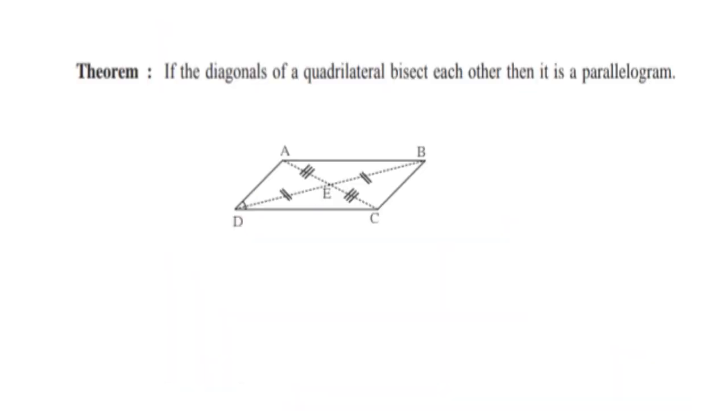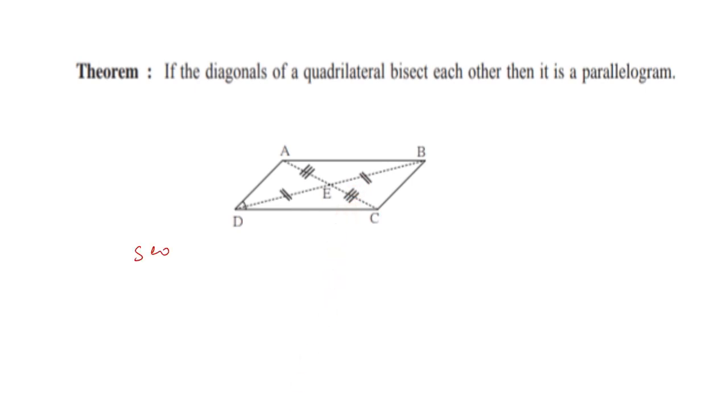Then this theorem you need not prove, but you need to only understand or know what it is. If the diagonals of the quadrilateral bisect each other, then it is a parallelogram. So what does it say? If the diagonals of the quadrilateral bisect each other, then it is a parallelogram.